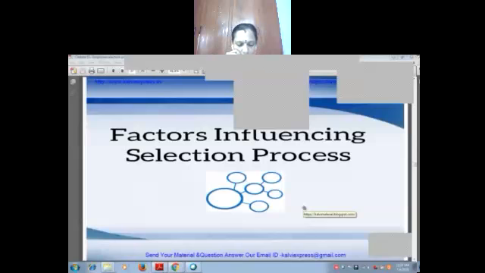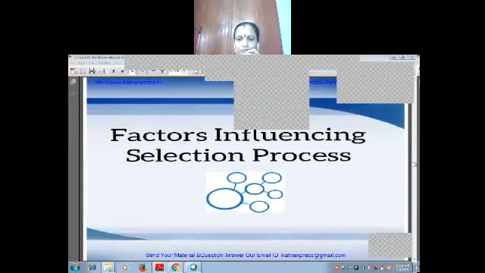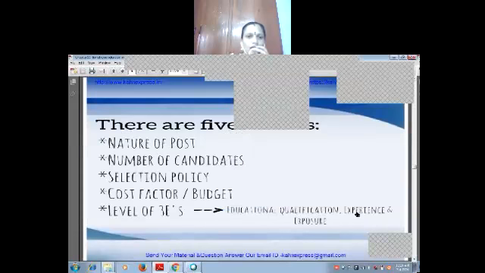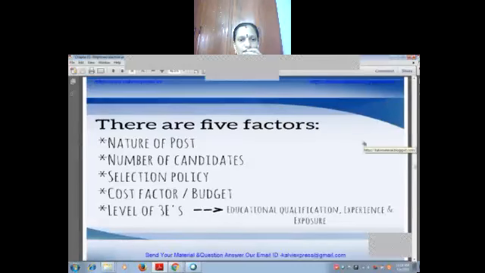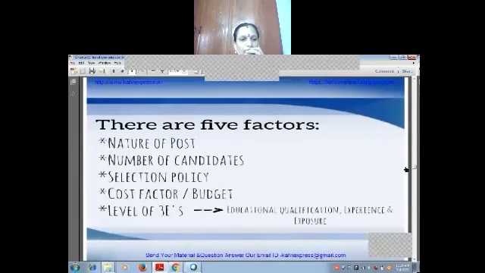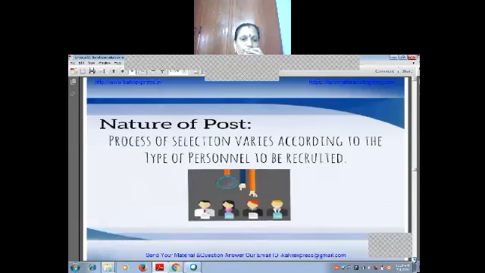Factors influencing, in the sense, what are the causes? What happens that affects the employee selection process? That only we are going to see. There are five factors: nature of post, number of candidates, selection policy, cost factor or budget, and levels of three E's, that is education qualification, experience, and exposure.